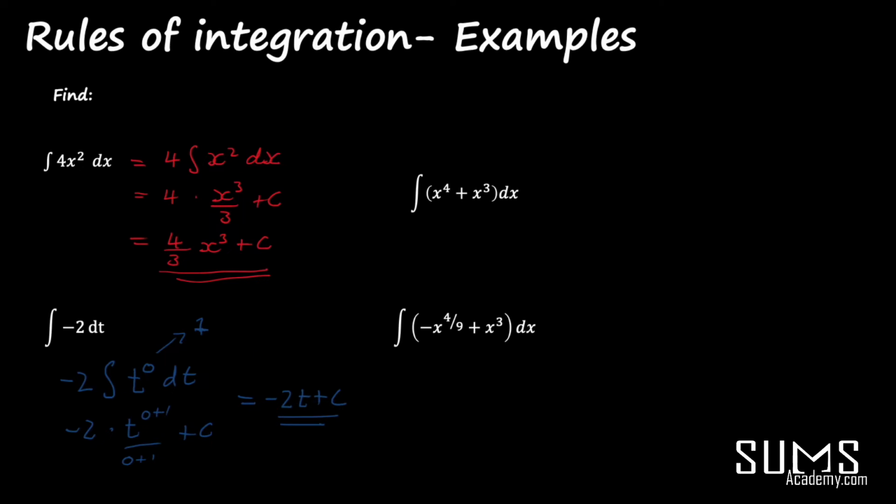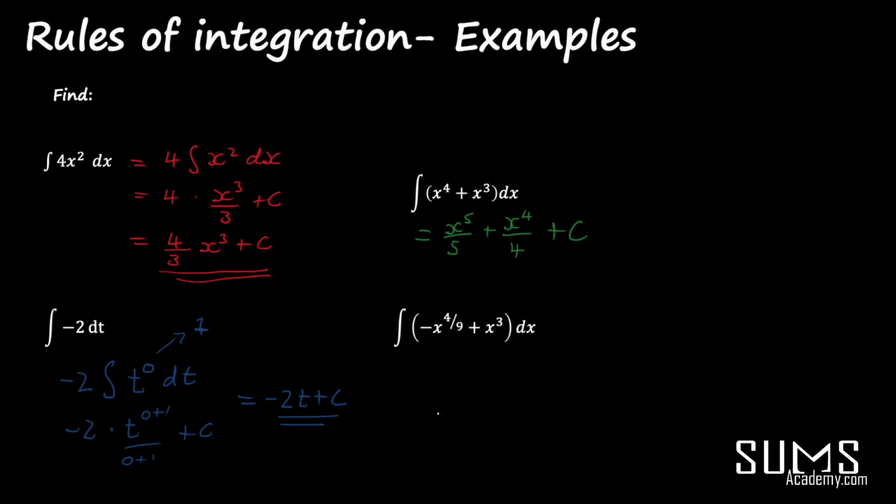Then this one here is adding them together. So it's the integral of x to the power 4 plus x cubed dx. So this is just the integral of x to the power 5 divided by 5 plus x to the 4 divided by 4, increasing the power, divided by that power, plus c. That's it. Really easy.